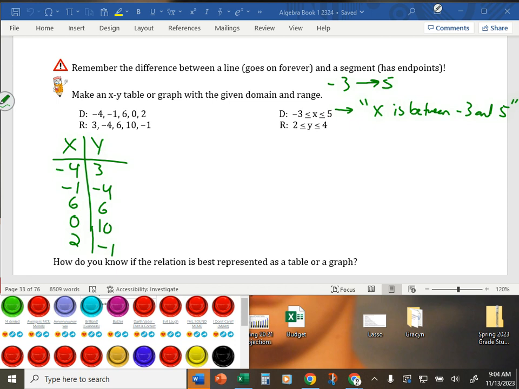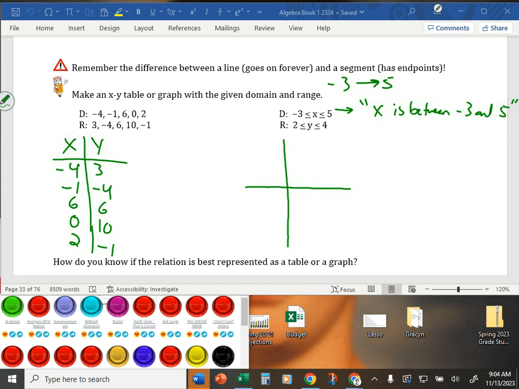does that represent a line or a segment? I kind of already answered this. Segment, because it gives you a beginning and an end, right? So for this one, we're going to sketch a coordinate plane. It says make an XY table or graph with a given domain and range.